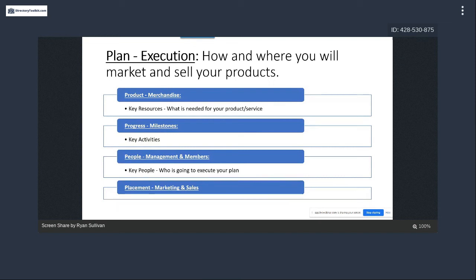And then the final P is placement. That's the marketing and sales, right? So you have the product. You know what you need to get there. You've got your team set on how you're going to execute that. So now you have to actually do marketing and sales. And maybe the marketing and sales is a person, a management thing.